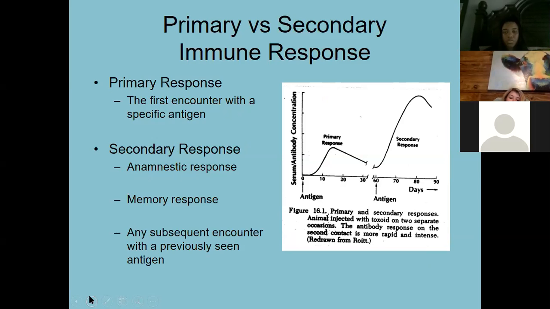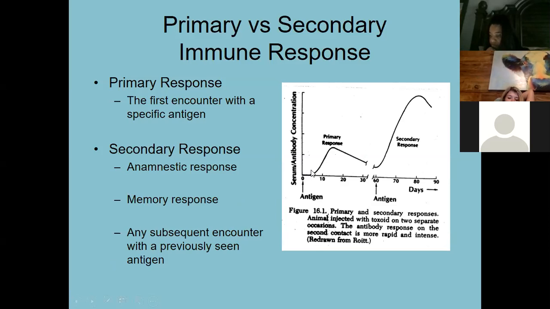So some other terms when we talk about immunity, we'll talk about the primary response versus the secondary response. And it's pretty straightforward. The primary response is the first time you see a specific antigen. So for example, if we look at this chart, say here is the time of exposure, that's when the antigen comes in. So it takes a little while for your body to recognize, hey, we've got something going on, we have a problem, and to build antibodies.